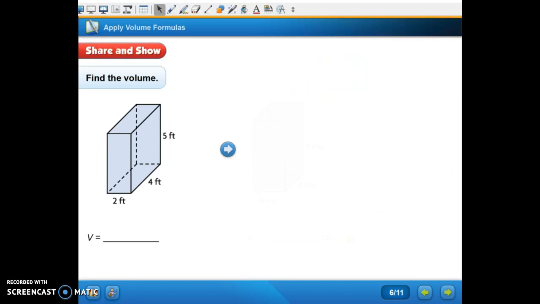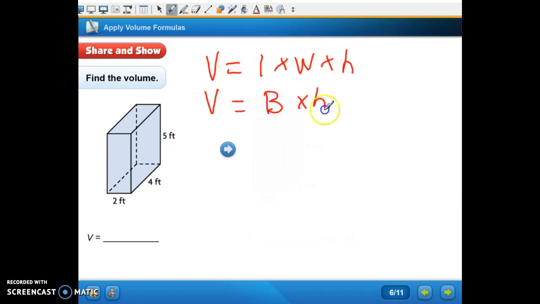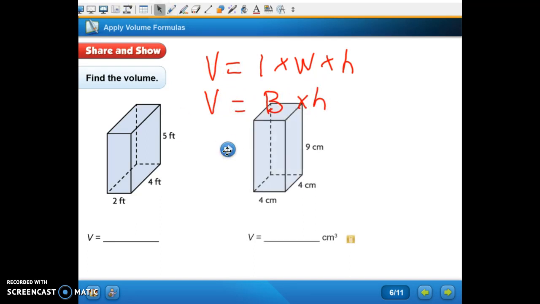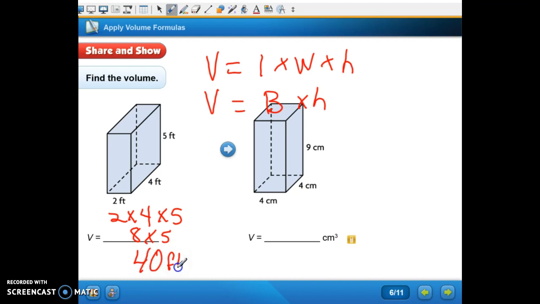Okay, now we're turning to the Sharon show on page 481, and we're going to find the volume of this. Let's write our formula up to the top. Volume is equal to what? Length times width times height. Or volume is equal to base times height. So we have length of 2, width of 4, and height of 5. 2 times 4 is 8, and 8 times 5 is 40. 40 what? 40 feet cubed.